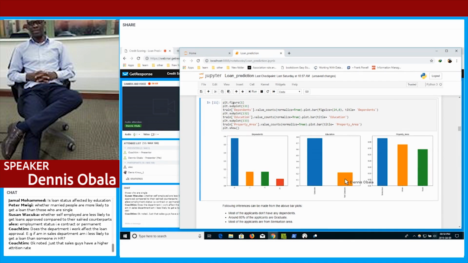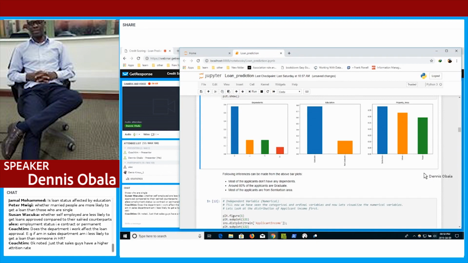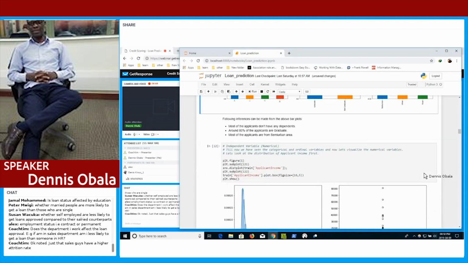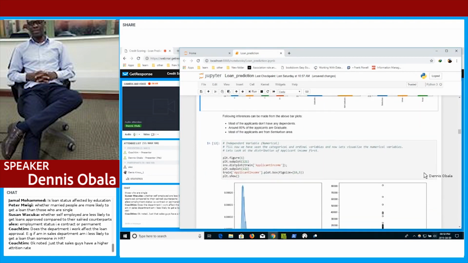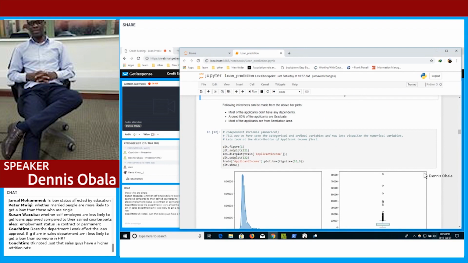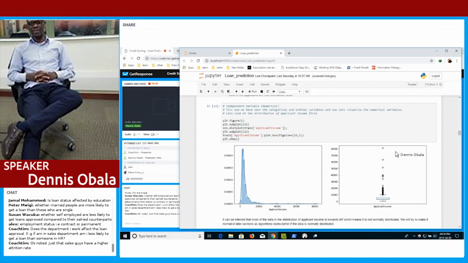For education, we have graduate. Most of the people are graduate level compared to not graduate. Semi-urban property area will be those from semi-urban, urban, and rural. This is almost akin to where you're from. You can basically use mainly GPS coordinates to get those and actually just infer the kind of places the GPS coordinates are from.